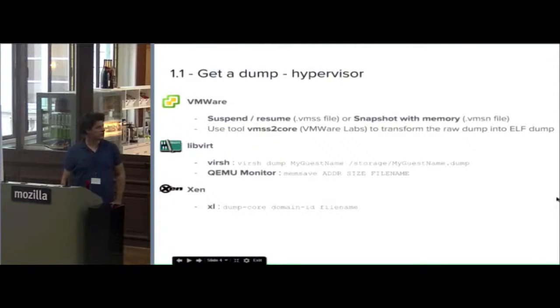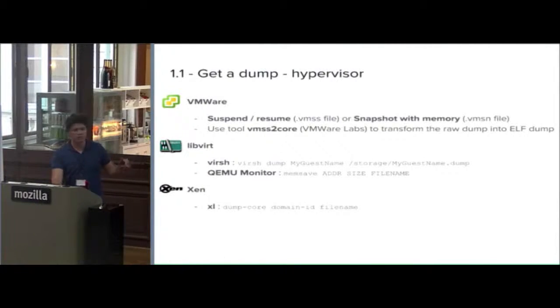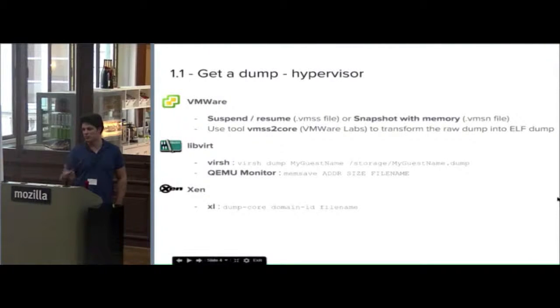So from a hypervisor, if you are using VMware, you can just suspend the machine and copy the file. When you suspend the VM, it will create a VMSS file. And then you can just download it and use a tool provided by VMware, which is called vmss2core. So that way you have minimum downtime.